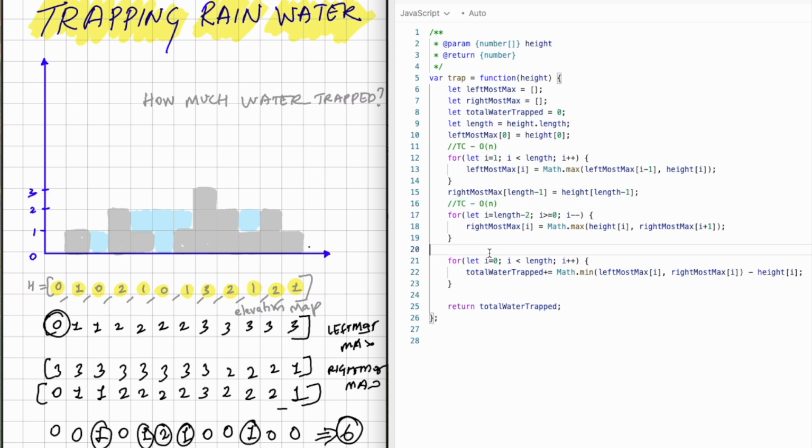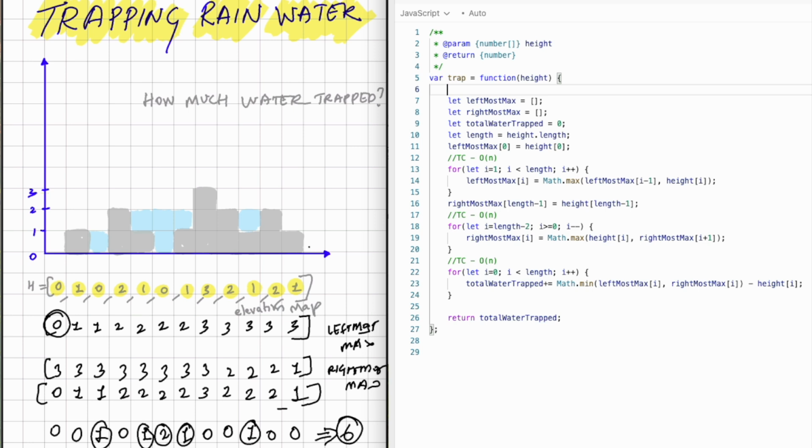And similarly, here also we go all the way from 0 till the length that we have, which is also big O of n. So we add up big O of n plus big O of n plus big O of n, which gives us the overall time complexity of big O of n itself, where n is the input length that we have received.